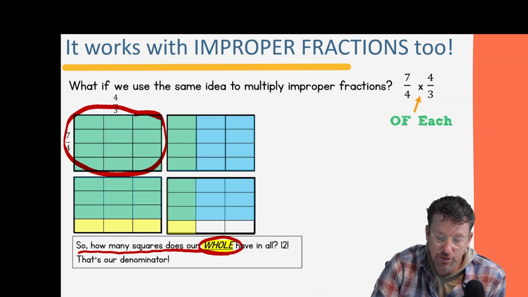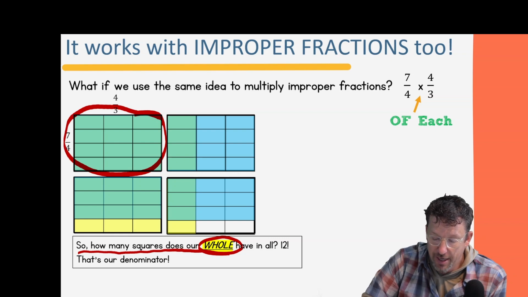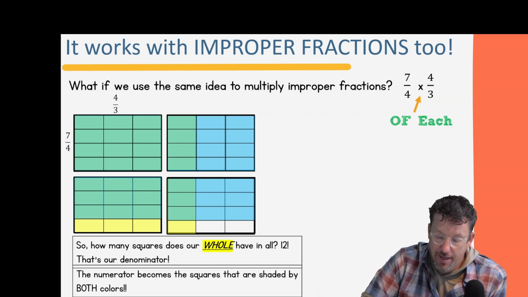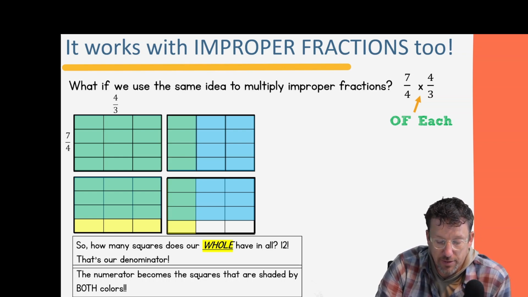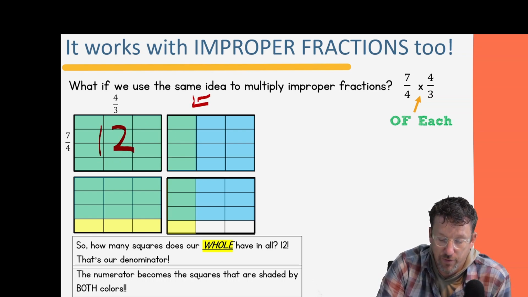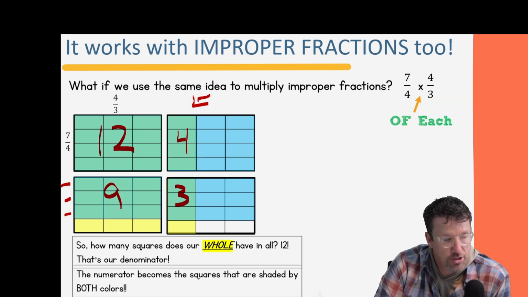Well, in this case, it was 3 times 4, so it had 12 in all, right? So that's our denominator, just like before. And then we figure out how many are shaded in by both colors. Well, when I do this, I don't like to just count them. I just go ahead and write on top of each one of these. So this one is 1, 2, 3, 4, 5, 6, 7, 8, 9, 10, 11, 12. So that one has 12 colored in. This one right here has a row of 4. So we have 4. This one here has 3, 6, 9. So it has 9. And this one here has 3. And then you're just going to add all those up.